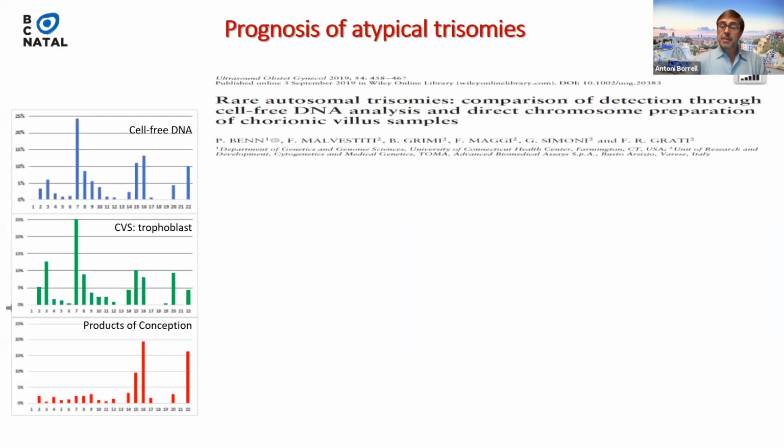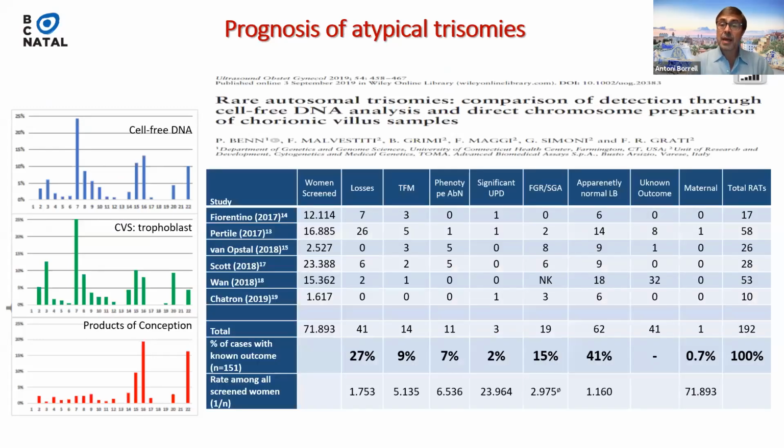Here is a systematic review and a meta-analysis performed by Peter Ben and Francesca Gratti to demonstrate that screening for atypical trisomies using cell-free DNA is useless. They bring all these papers together, and they got 192 cases of atypical trisomies detected by cell-free DNA.